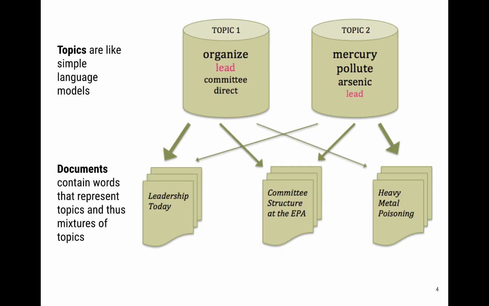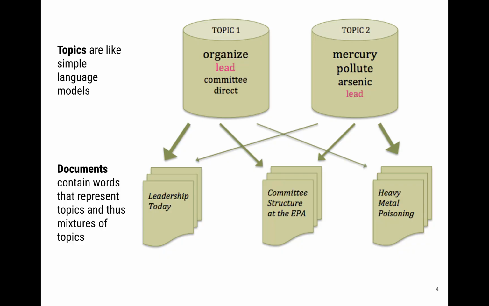So here's a visual representation of what we're talking about. On the top, you'll see a set of topics. You see two topics, and you'll see them represented with words that are of decreasing size. And what that's representing is the probability of the word in each topic. So in topic 1, the word organize has a very high probability, and lead has a second level probability, or rank 2, if you will, and so forth. In topic 2, we see that mercury and pollute have high frequencies within that topic.